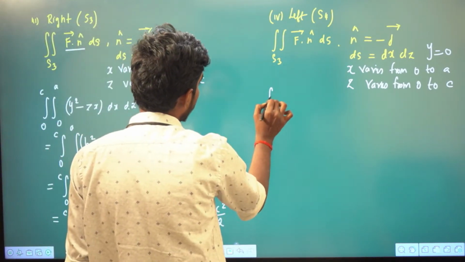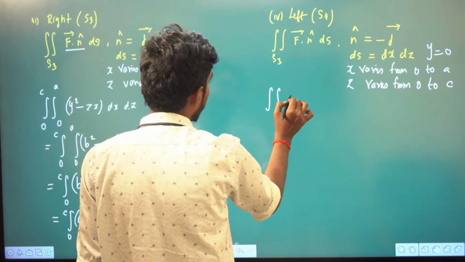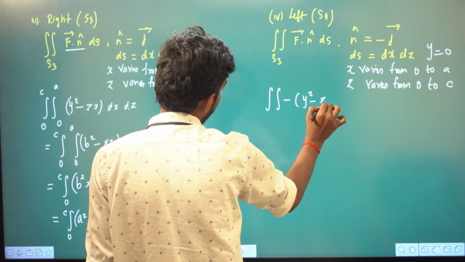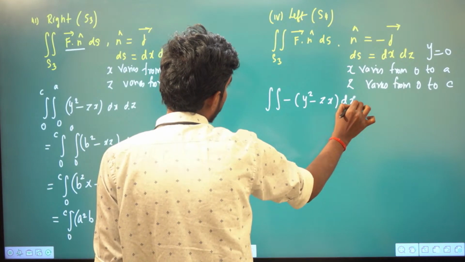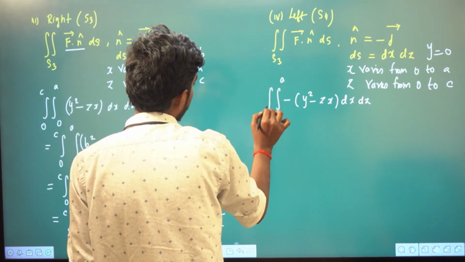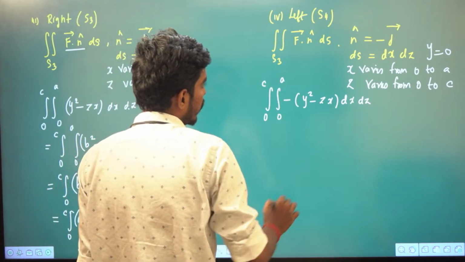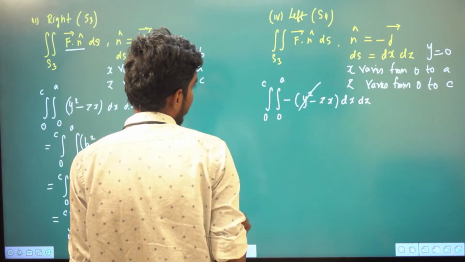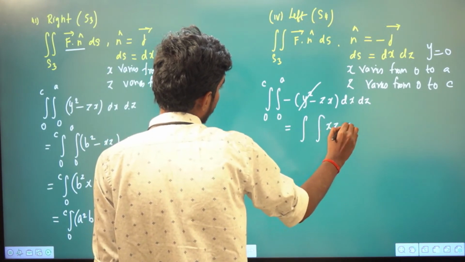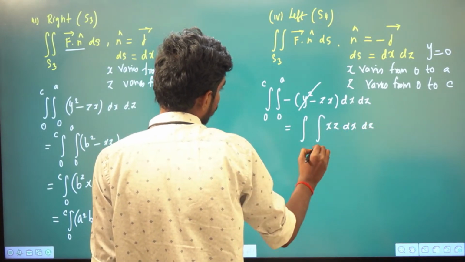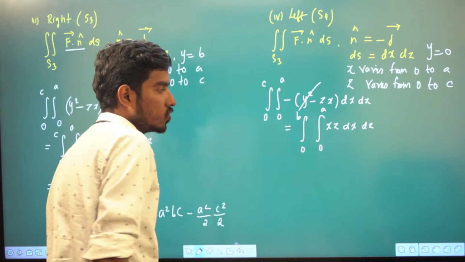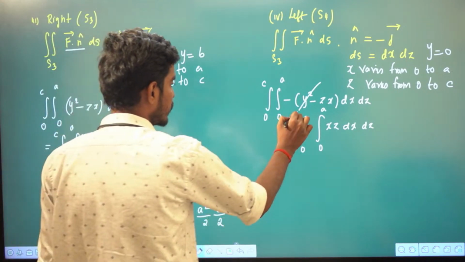Now similarly you find S4. So F vector dot n cap. So minus j. So minus of y square minus zx dx dz. X varies from 0 to a. Z varies from 0 to c. And we know y is 0, so this will get cancelled. So we will have integration of xz dx dz. So x varies from 0 to a, and z varies from 0 to c.